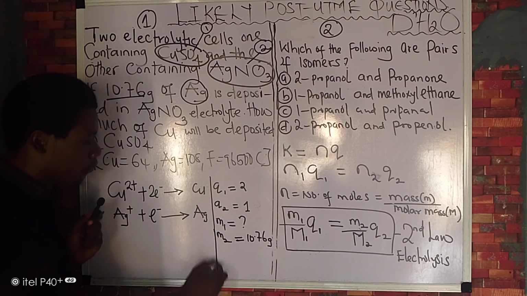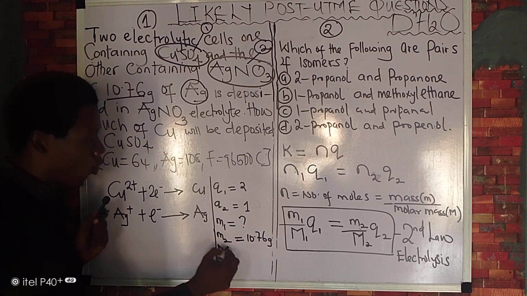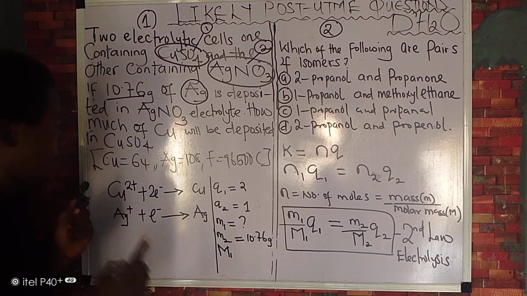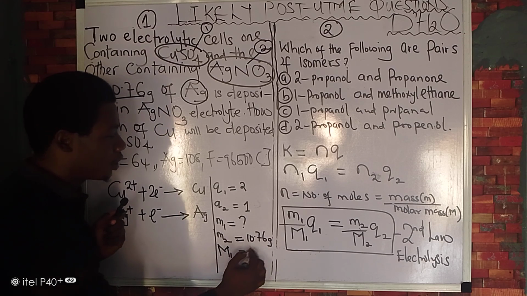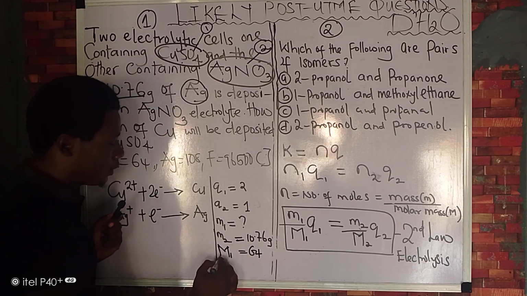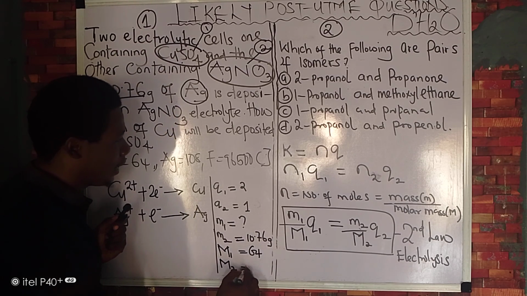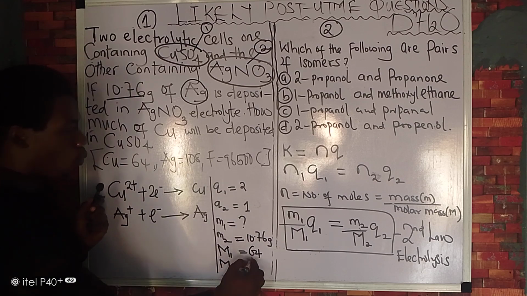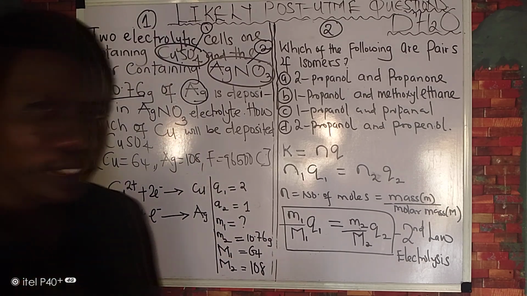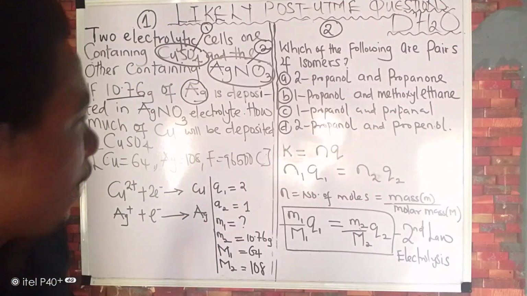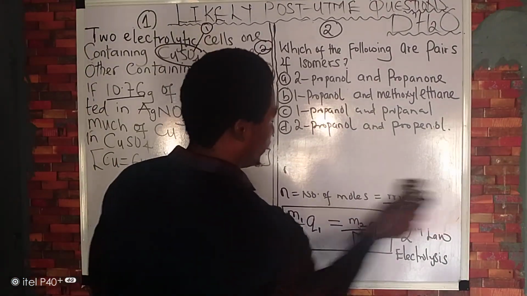Now let's continue. What is the molar mass of the first one, which is copper? They gave us here. Don't forget this one is constant. That will give you 64. What is the molar mass of the second one, silver? That will give us 108. So if you have all of these parameters, it means that you have gotten your answer to the question. Now let's solve this quickly.